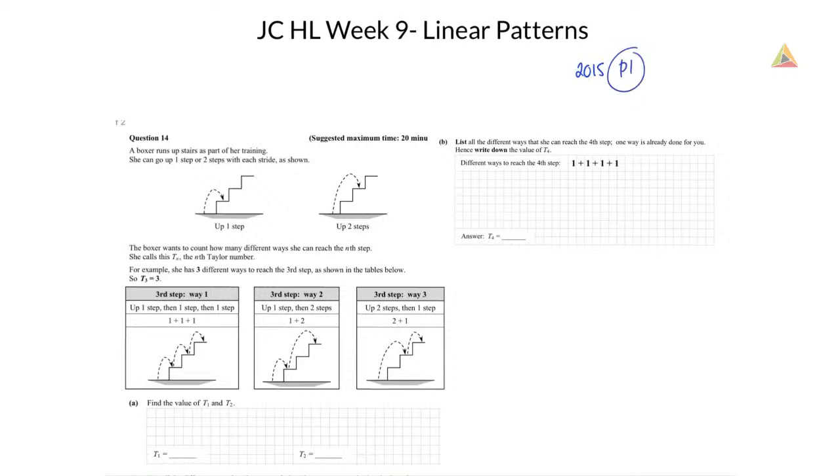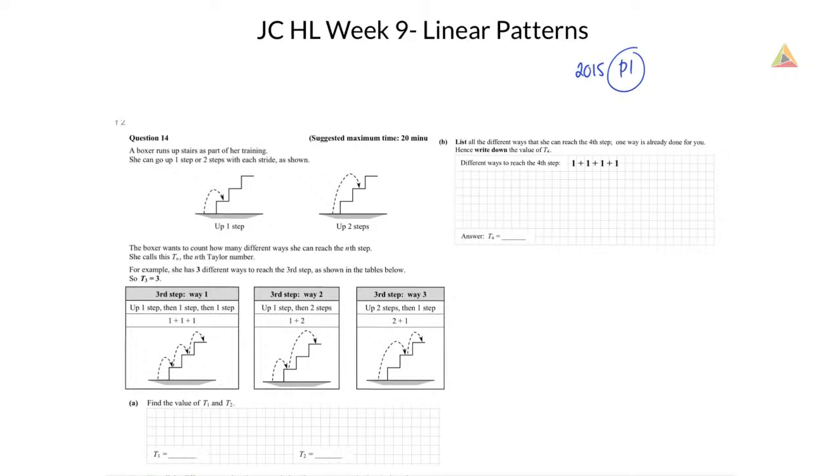So if we look at the question here, a boxer runs up the stairs as part of her training. She can go up 1 step or 2 steps with each stride as shown. The boxer wants to count how many different ways that she can reach the nth step. She calls this Tn, which is the nth Taylor number. For example, she has 3 different ways to reach the 3rd step as shown in the table below.